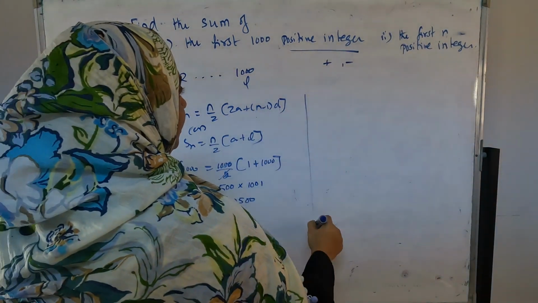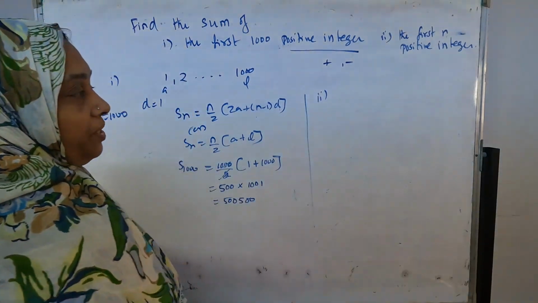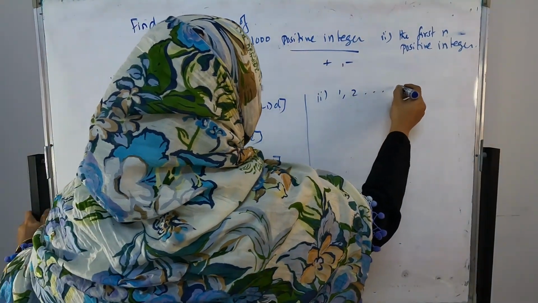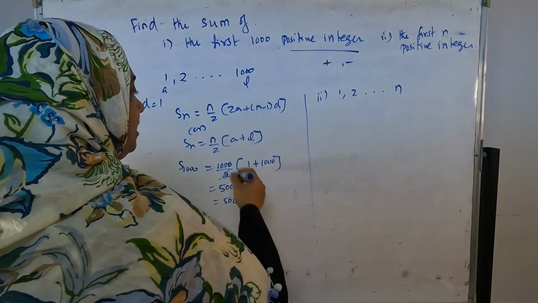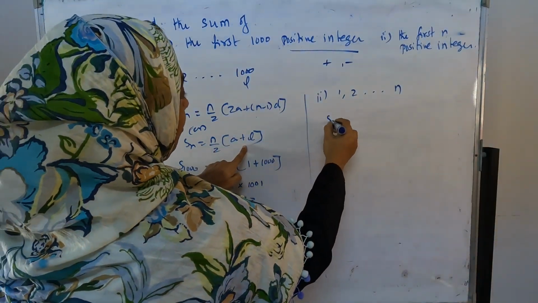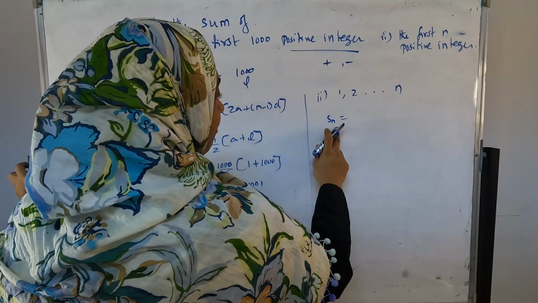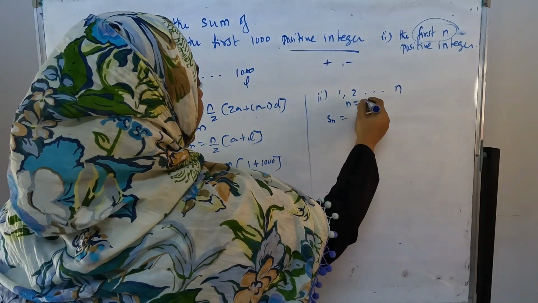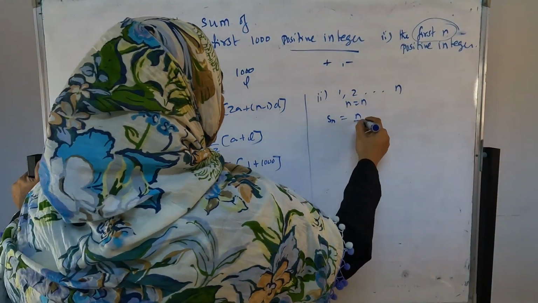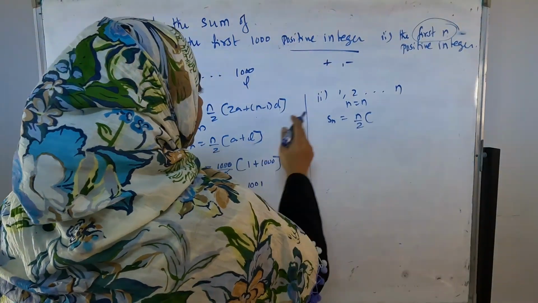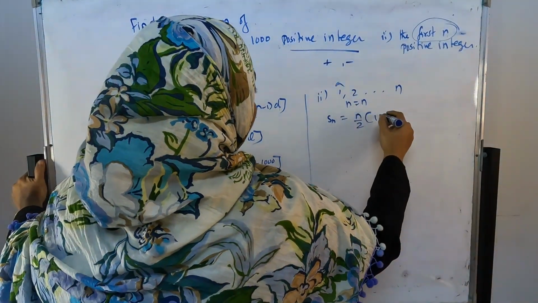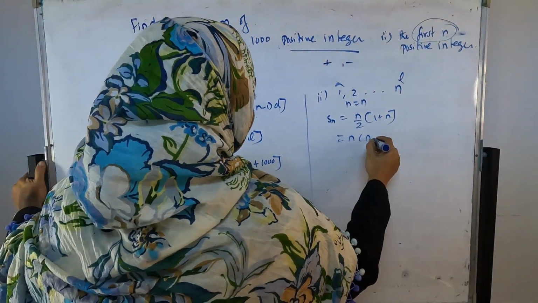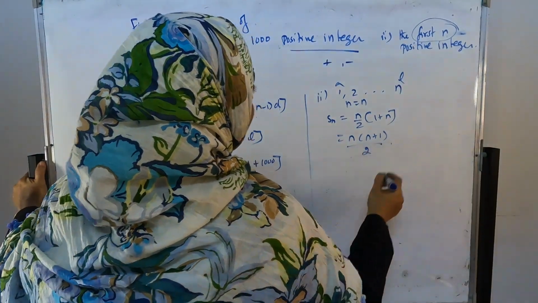Second sum you are seeing, here the first n positive integers they are asking. That means 1 up to n terms they are asking. Just simply take the same formula, Sn is equal to, because number of terms is what? First n positive integers, so n is also n only. n by 2 into a is here 1 and l last term is n. So n into n plus 1 by 2 is the answer of this one.